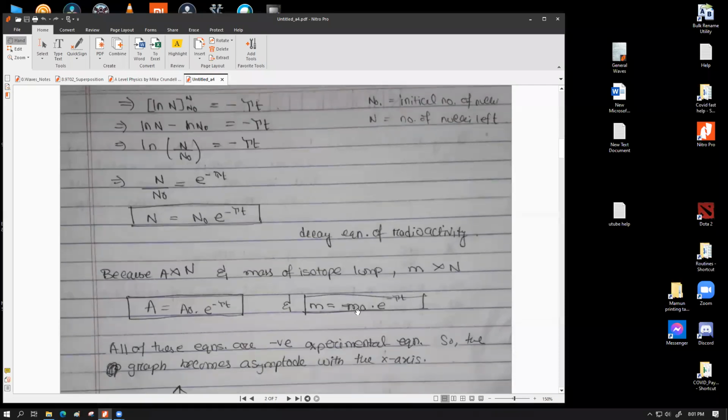So we can also write that m equals m naught e to the power minus lambda t. Now, one thing is really important for you to understand: this mass proportion is exclusively dealing with the mass of that isotope. It is not the mass of the isotope lump altogether.